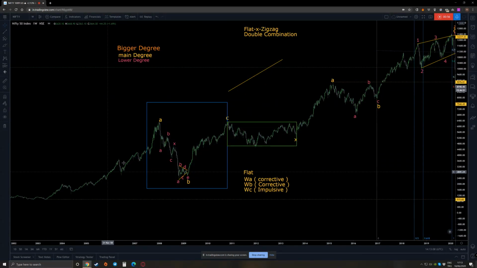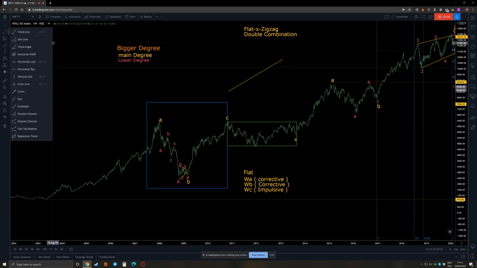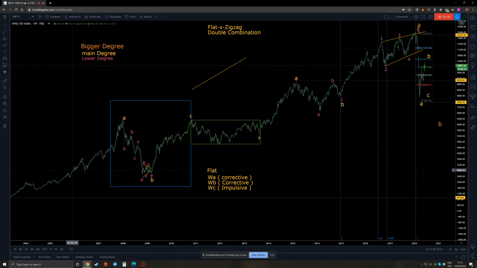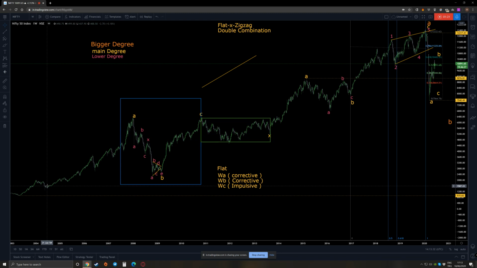I said this is a wave A, and after this we had a wave B. Why did I do it like this? What I did is I asked myself the question: what am I looking at here? Is it an impulsive move or a corrective move? And I answered to myself that this move, whatever starts here, is not an impulsive move. Why? Because there is no extension for it. This move doesn't look like it has an extension. This is why I said this is a wave A.